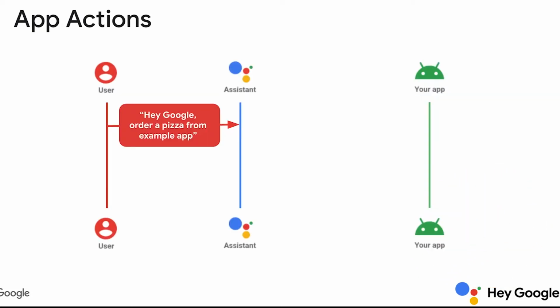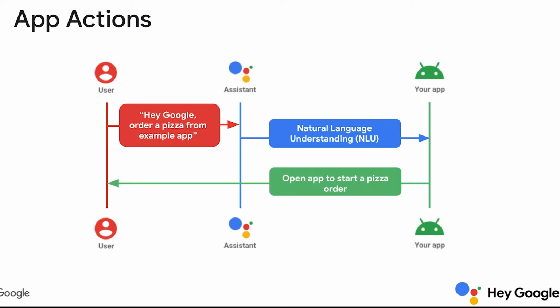When the user says, "Order a pizza from example app," Google Assistant will process the user's input using natural language understanding, or NLU for short. Assistant will figure out what the user wants to do. Then the app is triggered with the data and opens to the section to start a pizza order.